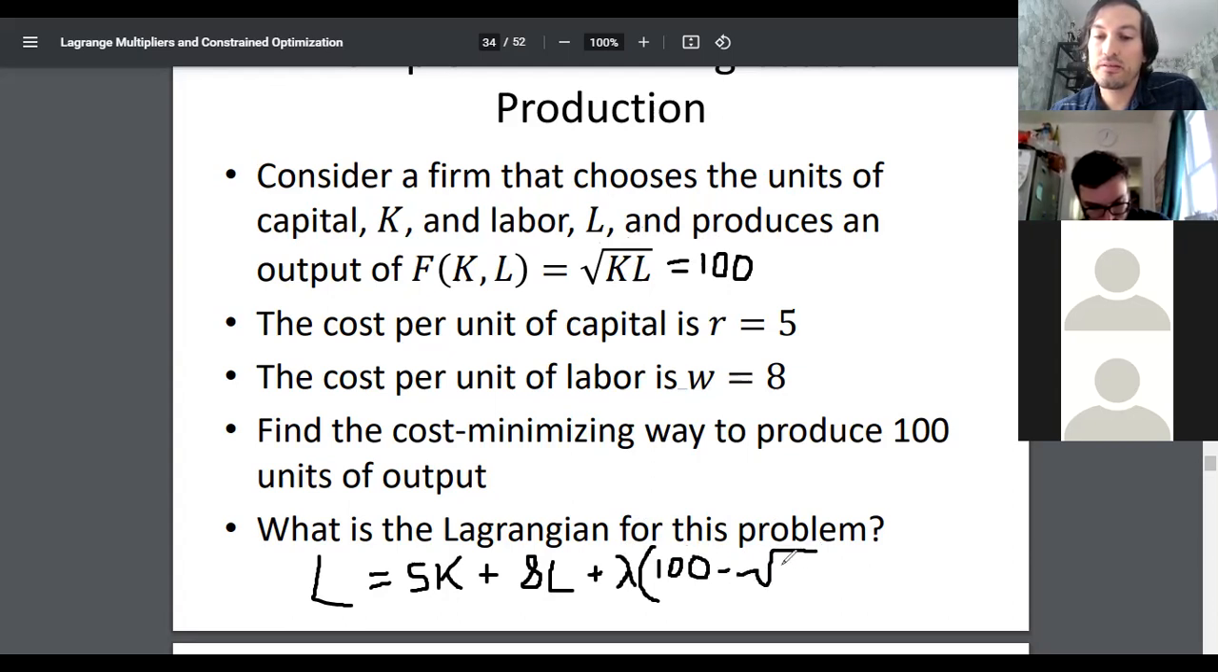That is the answer to this. What is the Lagrangian? Sometimes just writing out the Lagrangian is maybe the hardest part, getting started in the problem. Figuring out what it is I'm trying to optimize and what is my constraint, and putting them together in this way, that's sometimes not easy, I will admit.